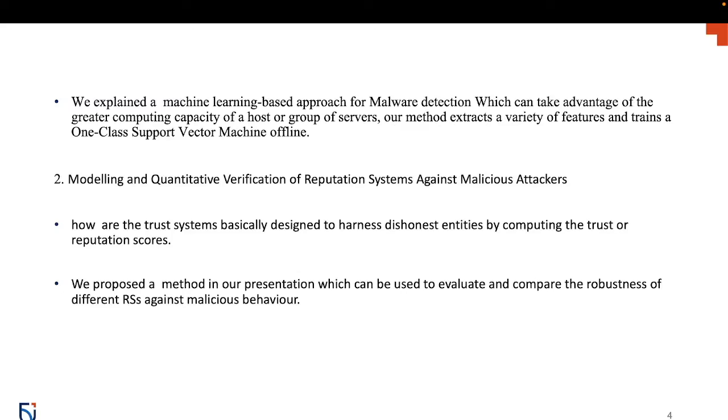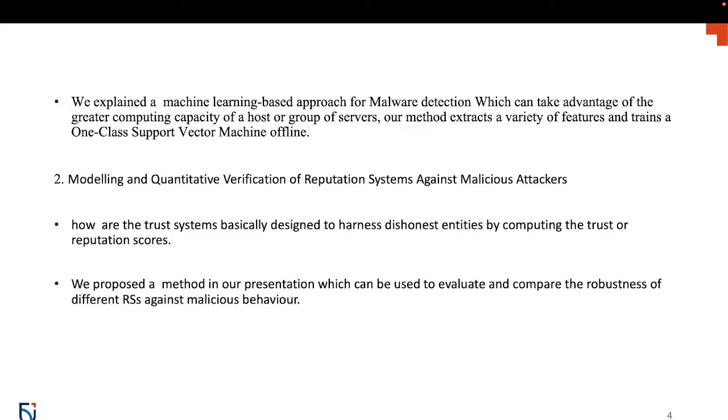And for the weekly presentation, we spoke about modeling and quantitative verification of reputation systems against malicious attackers, where we spoke about how trust systems are basically designed to handle dishonest entities by computing trust and reputation scores, and how these entities attack the system using misleading behavior rather than breaking the rules.